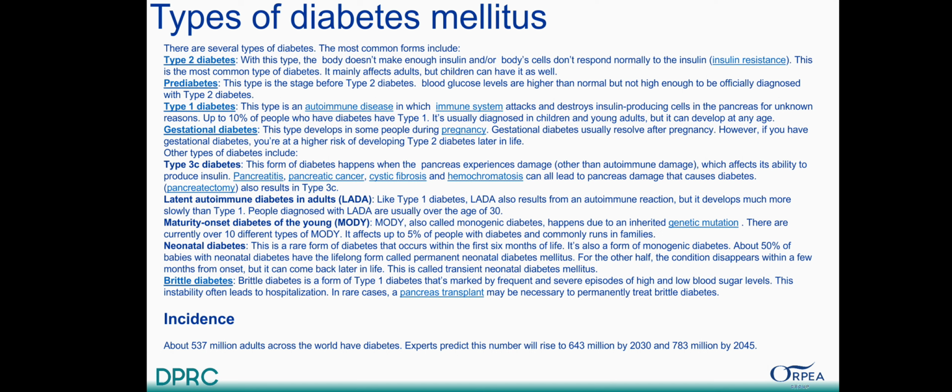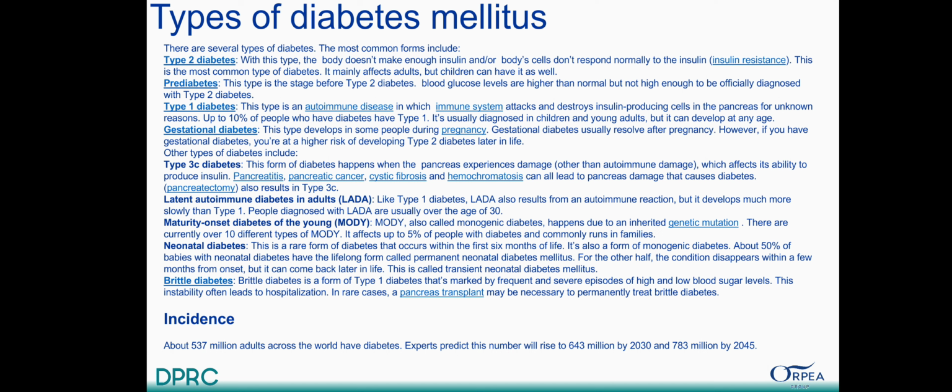Gestational diabetes. This type of diabetes happens during pregnancy, and it resolves completely after pregnancy. However, there is a risk of getting type 2 diabetes later on in life.